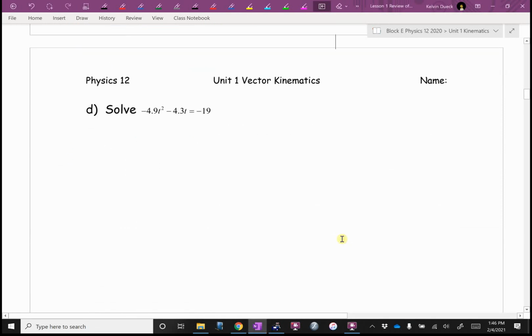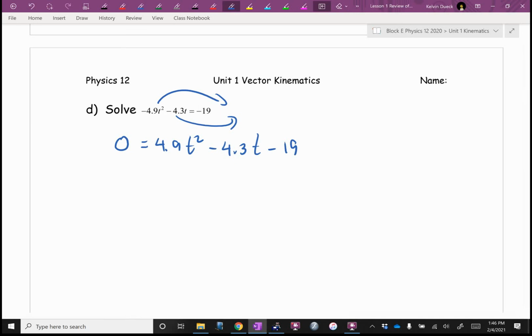Those of you with a built-in solver, I'm going to plus this to here, plus that to there. So I'm going to solve 0 equals 4.9t squared minus 4.3t minus 19. Who's got a solver? Can somebody tell me the roots? We're not going to do this, but I'll leave this in your notes if you want extra practice. But we'll write down what the answers are. What'd you get? Someone with a solver, solve that, please.